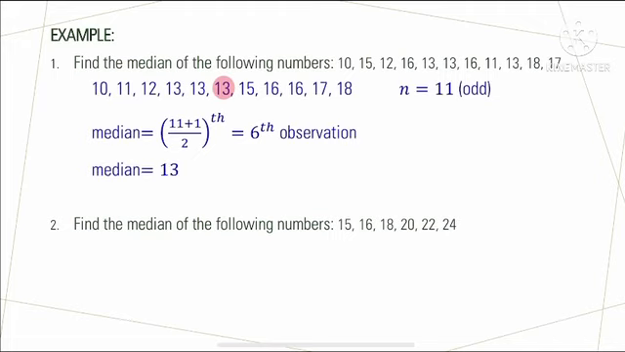For example 2, it is already in ascending order. Since there are only 6 data, we know that the median is the average of the 2 data in the middle, and it is equal to 19.